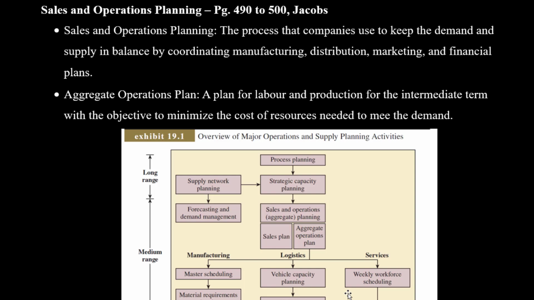So sales and operations planning is the process that companies use to keep the demand and supply in balance by coordinating manufacturing, distribution, marketing and financial plans. Aggregate operations plan is nothing but a plan for labor and production for the intermediate term with the objective to minimize the cost of resources needed to meet the demand.